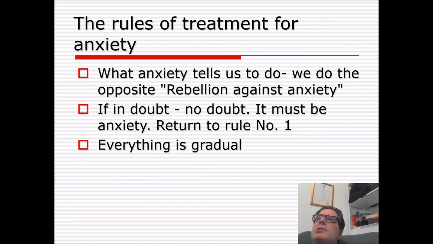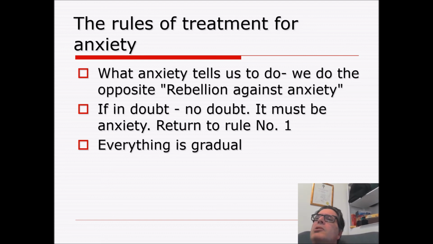So the three rules of anxiety, I've adapted them from Daniel Levy. So the first thing is that you rebel against your anxiety. Whatever your anxiety tells you to do, you do the opposite. It's called rebellion against anxiety. The second rule, if you're in doubt, there's no doubt, it must be the anxiety. So if you're not sure if you're feeling anxious or you just don't want to go to that party, then it's the anxiety telling you not to go. So you need to rebel against her.